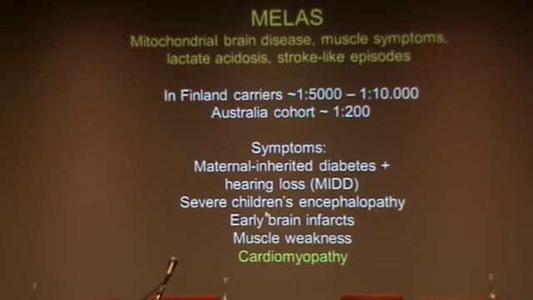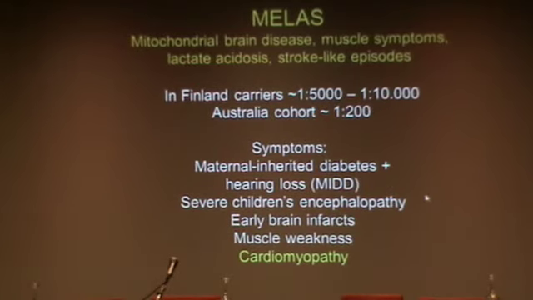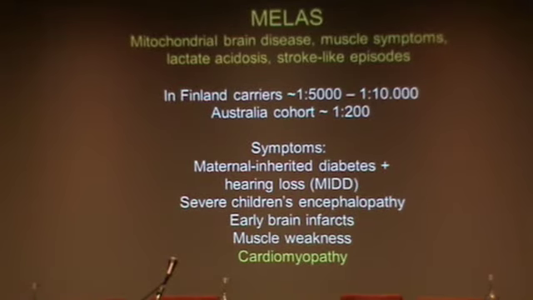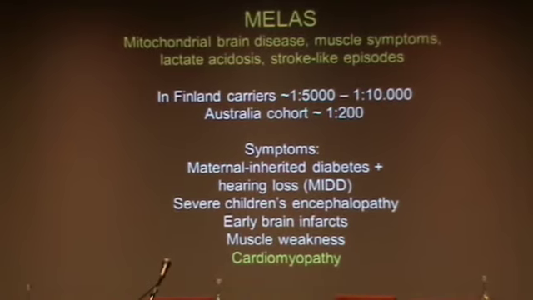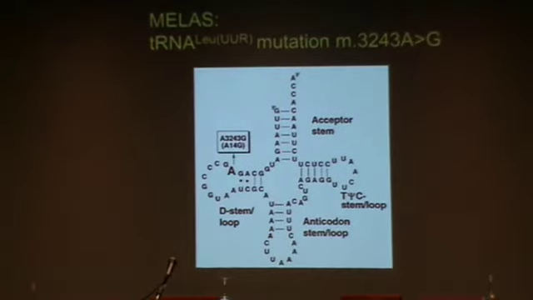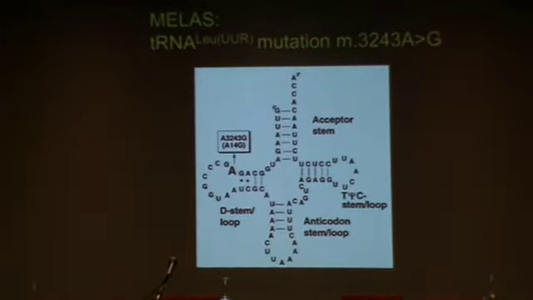The most common manifestation of this tRNA mutation is maternally inherited diabetes and hearing loss. And we rather rarely see the full-blown brain disease where it was originally described, and that's why it's called MELAS. But cardiomyopathy seems to be a very common finding in adults who have this mutation. In the literature it is mentioned, but not emphasized, and I think it is really important that it is actually considered. So this is a specific tRNA mutation, the 3243 mutation in the mitochondrial DNA.